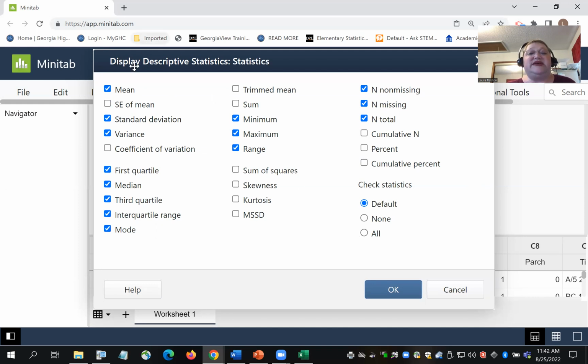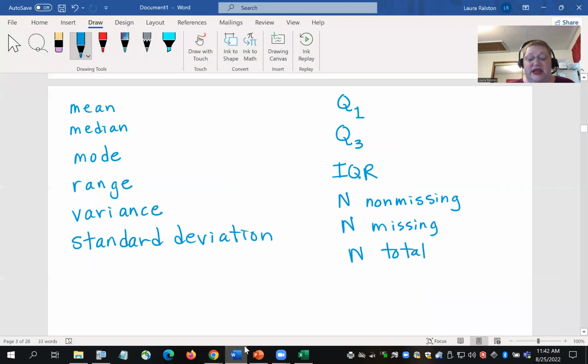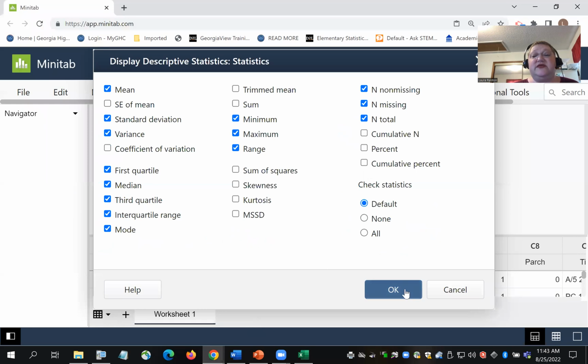Okay, so we tell Minitab all the things that we want: mean, standard deviation, variance, first quartile, median, third quartile, interquartile range, mode. We want the minimum and the maximum, the range. Then we want N non-missing, N missing, and N total. Okay, we also want minimum, maximum. Once you get all of those options selected, we click OK.